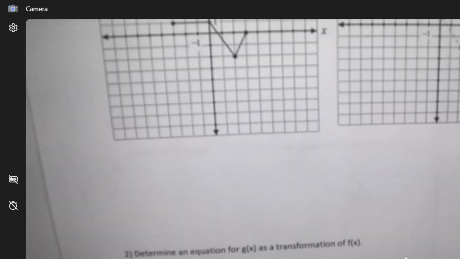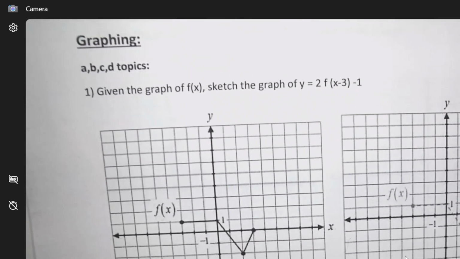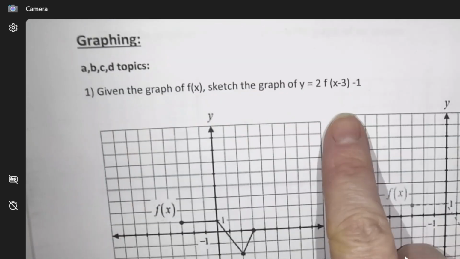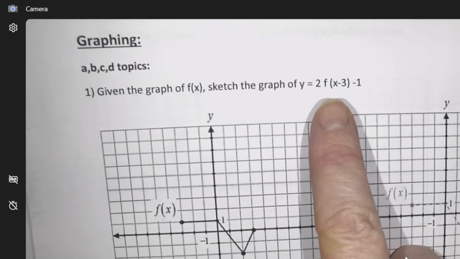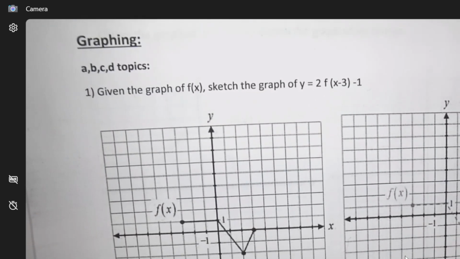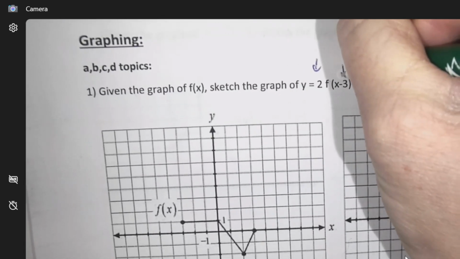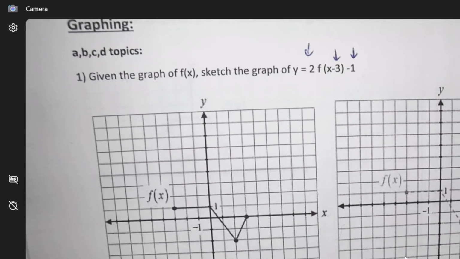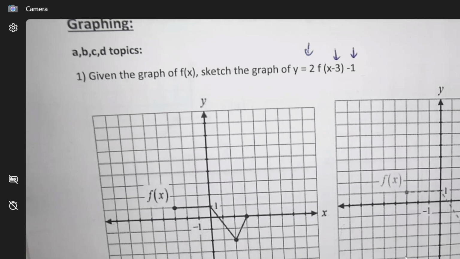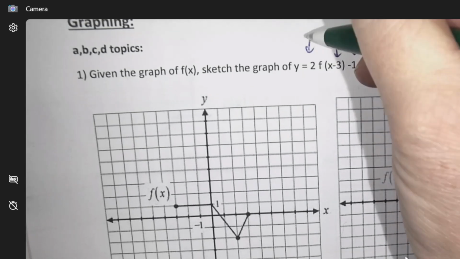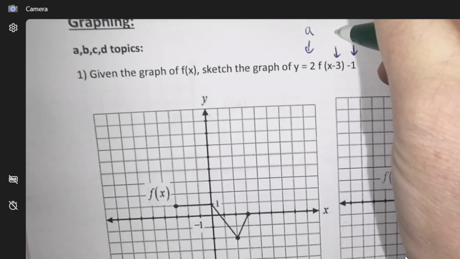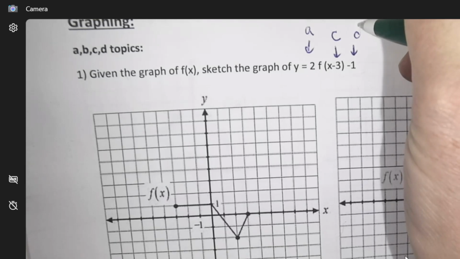Okay, so graphing, my first idea was transformations. We're going to identify these as a transformation letter, A, B, C, D. So we have an A in the front, this would be a C, and this is a D.